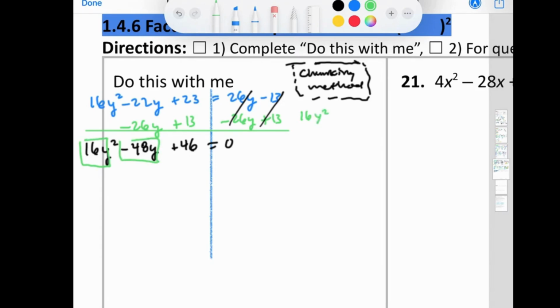16y squared. And really this is 4y squared. Would you agree? And so I'm going to say that 4y is equal to x. Watch how we use this chunking method. So I can have, again, let's do that again, 4y. Now the square's on the outside, okay, and this one is going to be minus 12 times 4y. Let's see if this works, okay?